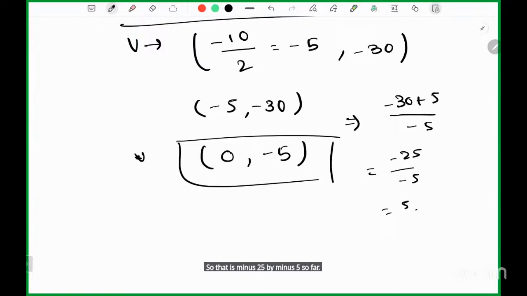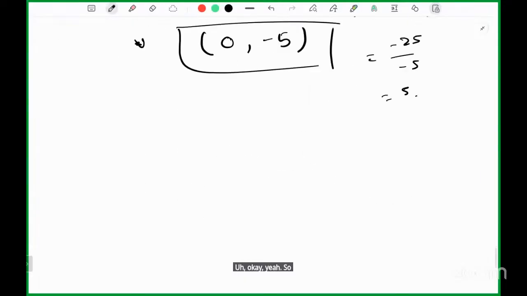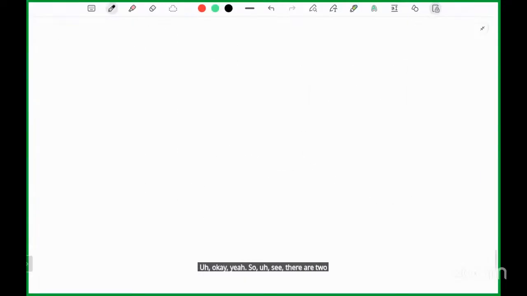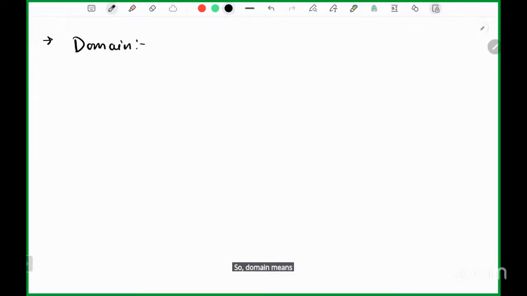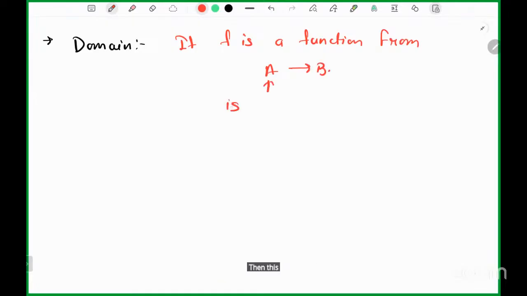Okay. Thank you. Okay. Ma'am, can you explain codomain and domain? Okay, yeah. So see, there are two different points of view you can say for domain. So the general definition of domain is very simple. So what is a domain? Domain means if you have a function, so if f is a function from a set A to B, then this set A is called the domain.